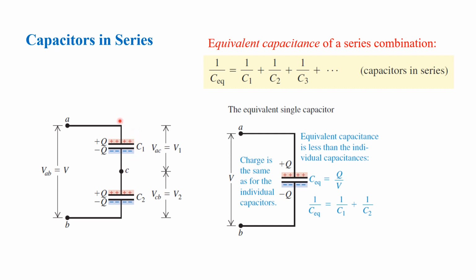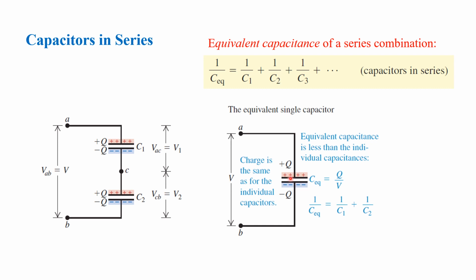Now these two capacitors here, which are in series, can actually be thought of as just a single capacitor. The equivalent single capacitor for these two capacitors will look like this one here. So you just have one equivalent single capacitor for these two capacitors. And here the charge is the same as for the individual capacitors. Earlier we said that these two capacitors have the same charge Q, and with one equivalent single capacitor, we still have the same charge as for the individual capacitors.